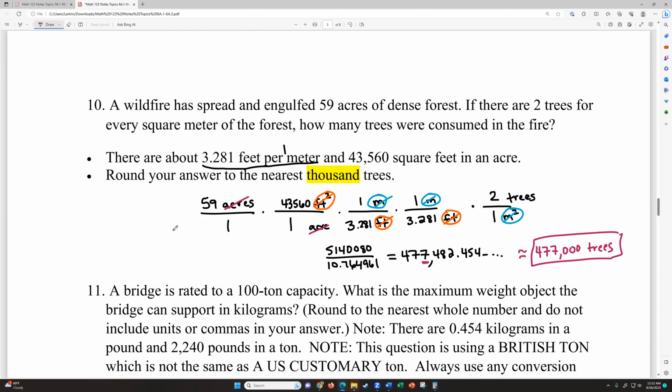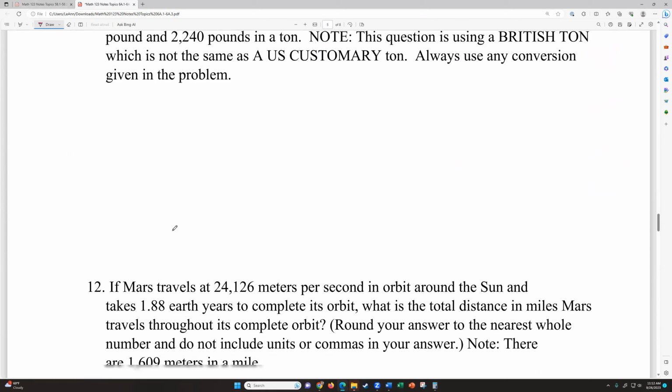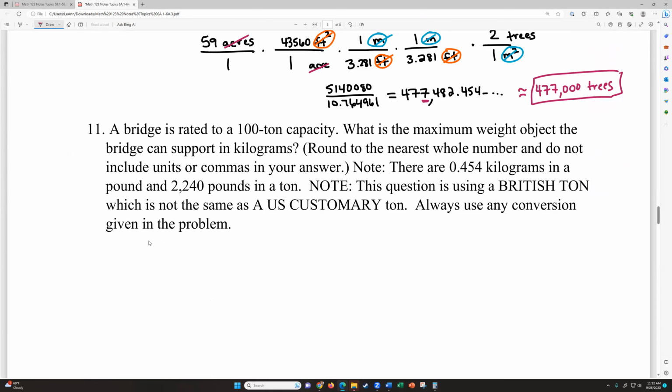Okay. All right, let's look at our last 2 on this little video. It says a bridge is rated to a 100-ton capacity. What is the maximum weight object that the bridge can support in kilograms? Round to the nearest whole number and do not include units or commas in your answer. So that's a Newton note. Sometimes you can't put your commas in. They want whole, just type in your digits.